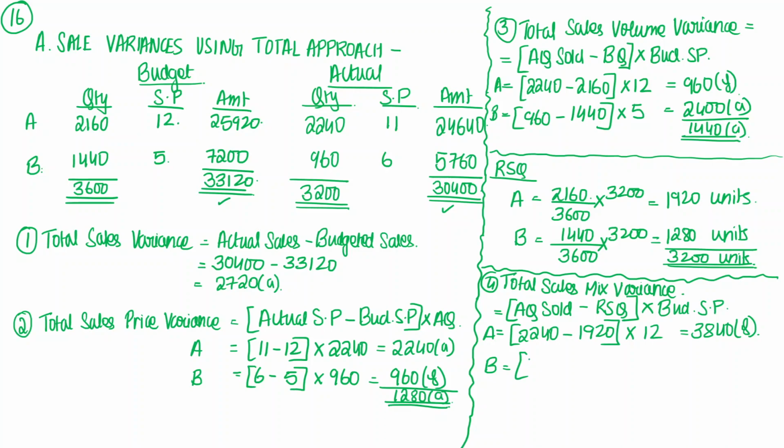Anybody not understanding anything, you should ask me immediately. I sold 960, I should have sold 1280. Bad. How much? 1600. 1600 adverse. So overall we have 2240 favorable. Excuse me for a minute.